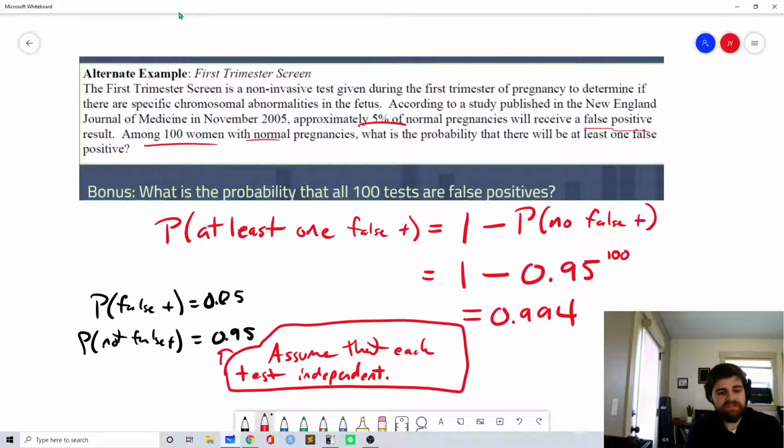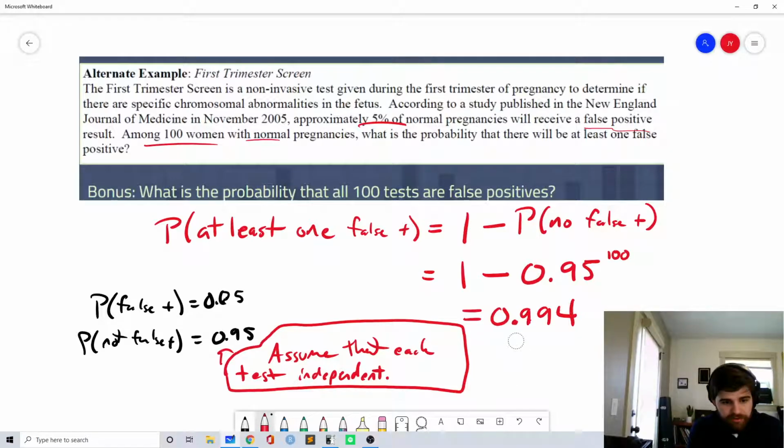Okay, so there's about a 99.5% chance that at least one of these tests is going to come out with a false positive. And that makes sense. If we're testing 100 women and there's a 5% false positive rate, we'd expect about 5 of those 100 to be false positives. So at least one of them being a false positive feels like a really high chance of that happening and almost a sure thing.